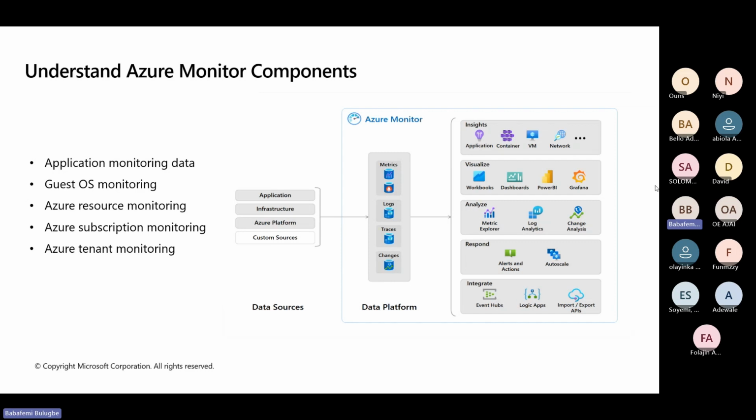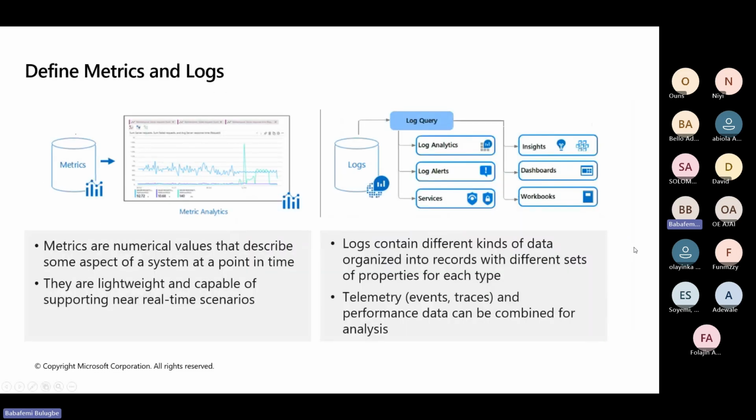So that's it. Now let's move away from there. Now let's talk about the metrics and the logs, which are the two data types that we monitor using Azure Monitor. Now, this is the metrics. Like I said, these are numerical values that describe some aspect of the system at every point in time. A very typical or very good example is the memory usage or the CPU usage.